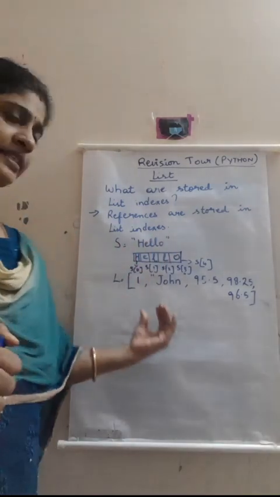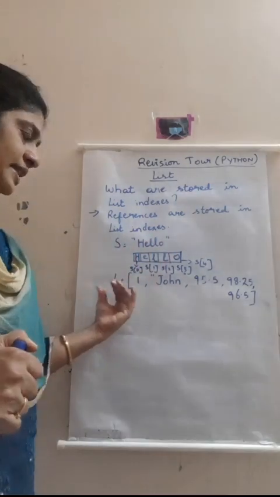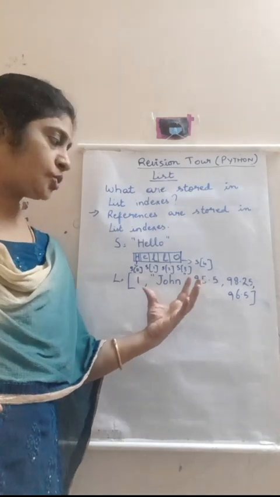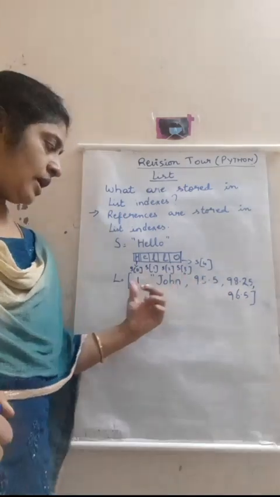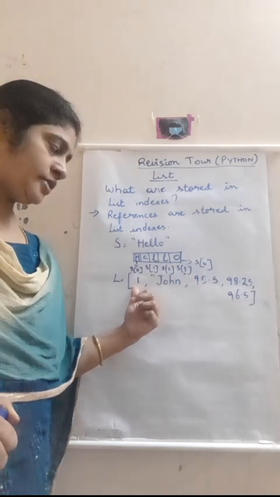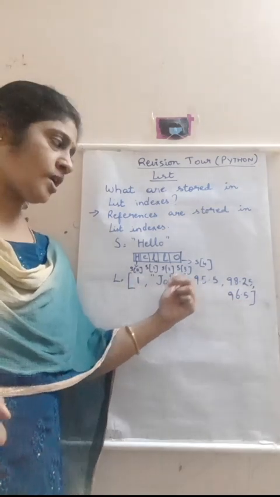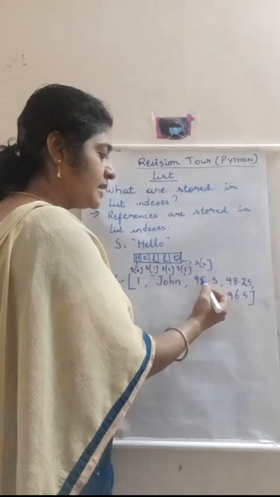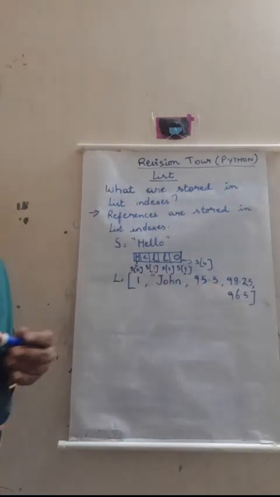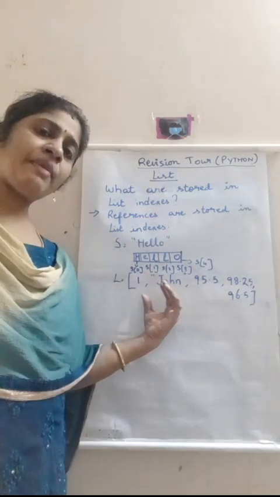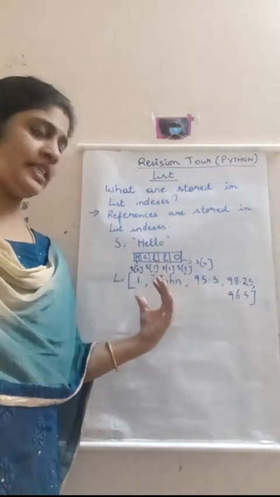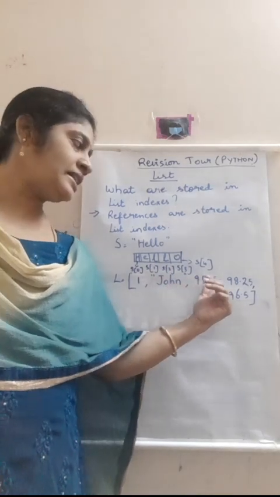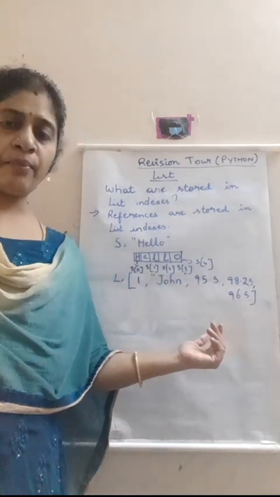But in the case of a list, I have got a list here. In this list, I am storing student information. The student's roll number is 1 and his name is John, and I am also storing his 3 marks, in floating point. So here I have different data types in this list. The first one is integer, the second is string data type, and the 3 marks are floating point data types.